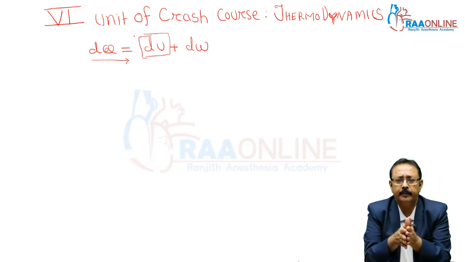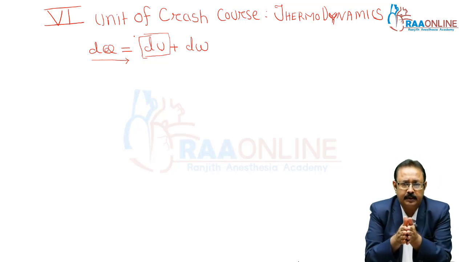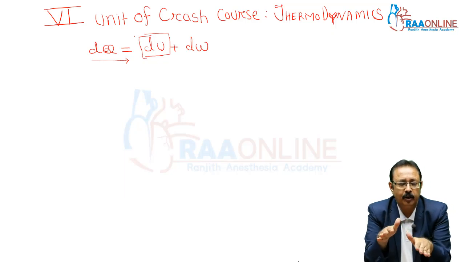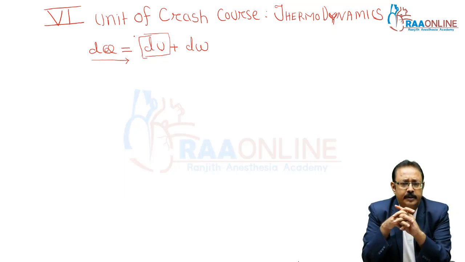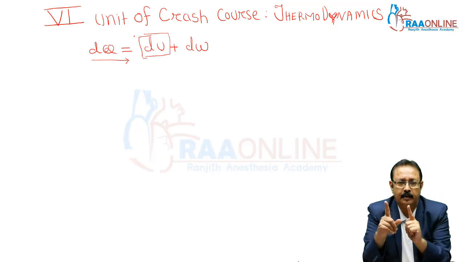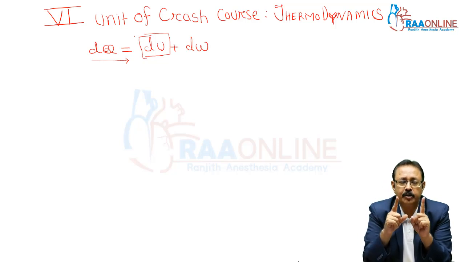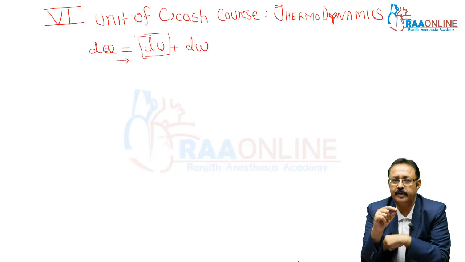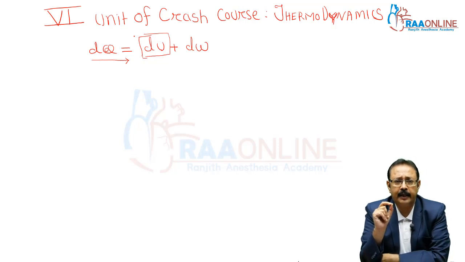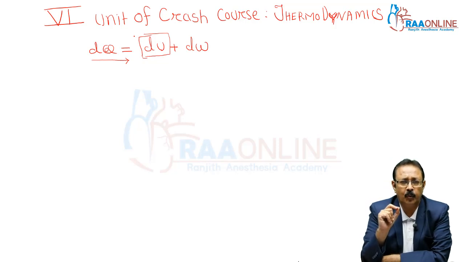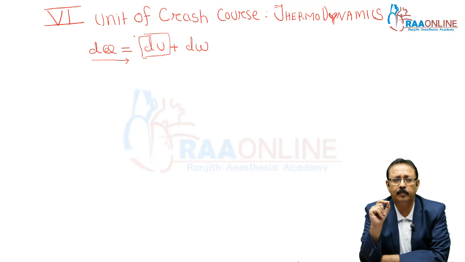Now the second law of thermodynamics has 2 parts. 2 statements are there in the second law of thermodynamics. The first statement was given by Kelvin Planck, related to the heat engine. The second was given by Clausius, related to the refrigerator. What is Kelvin and Planck's statement? You cannot convert the whole energy which you take from the hot reservoir into useful work. It was the statement of Kelvin and Planck.